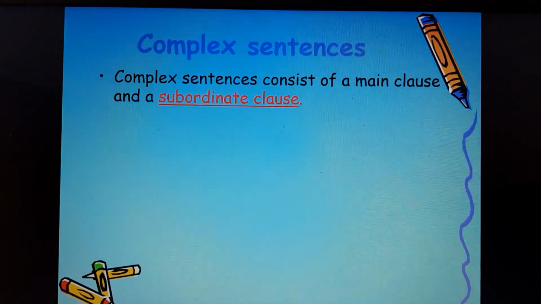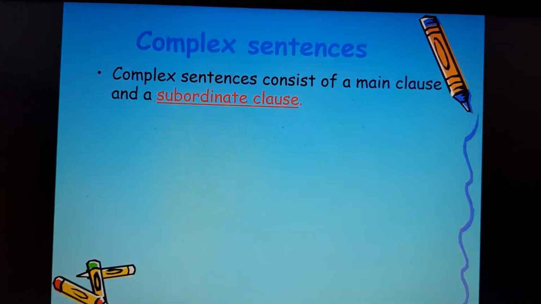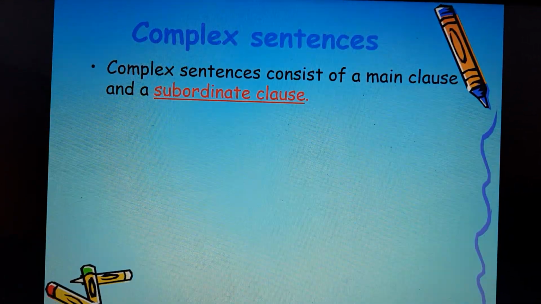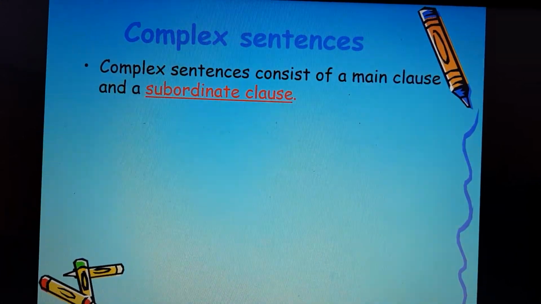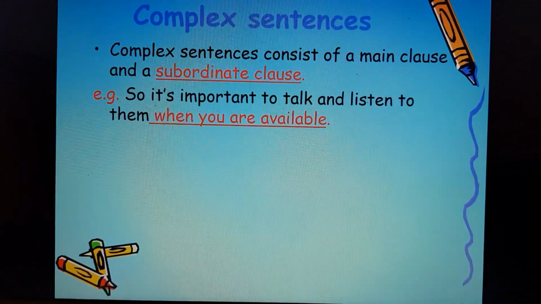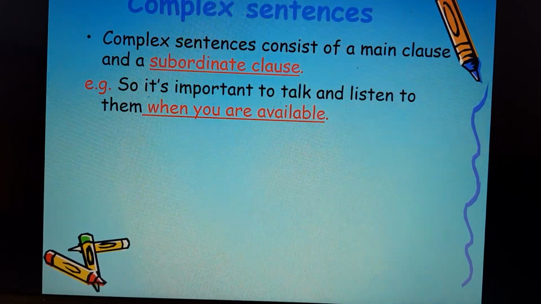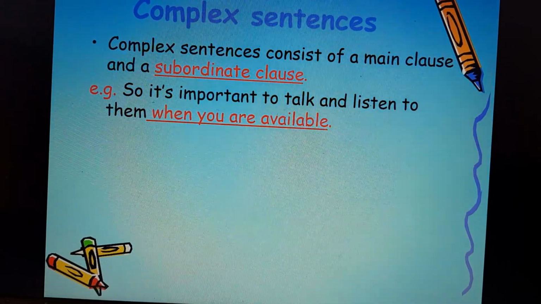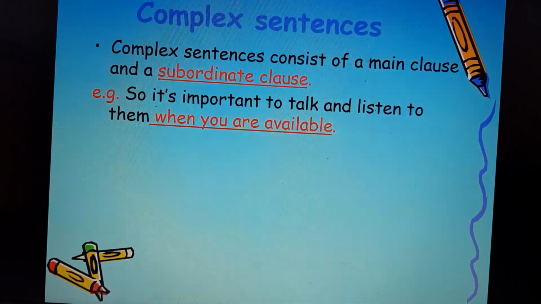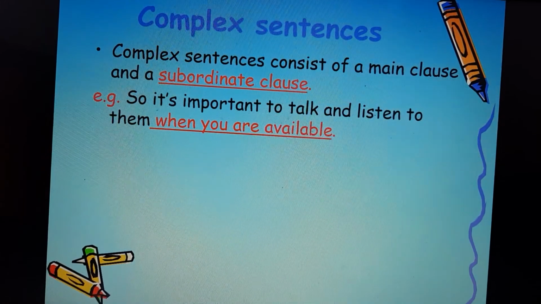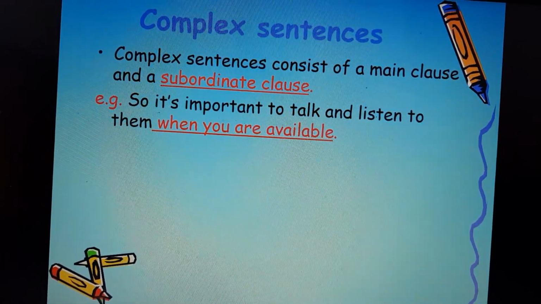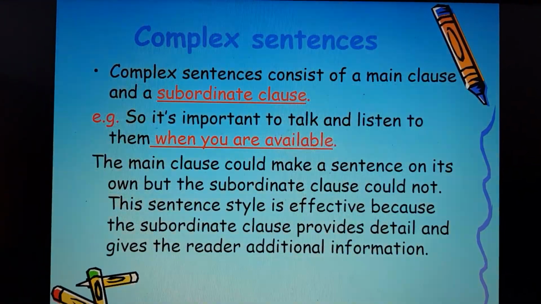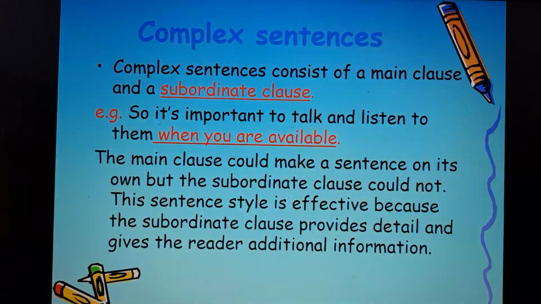Complex sentences consist of a main clause and a subordinate clause. Remember, subordinate clauses don't make sense on their own. They need to have a main clause with a verb in it to fully make sense. So it's important to talk and listen to them when you are available. Okay, so we've got a complex sentence there. The main clause is in black. The subordinate clause on its own doesn't make sense, when you are available, but it does make sense when it's added to the main clause. And that's just explained underneath for you.